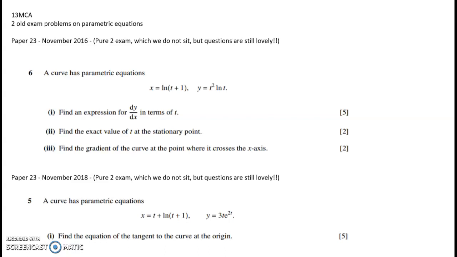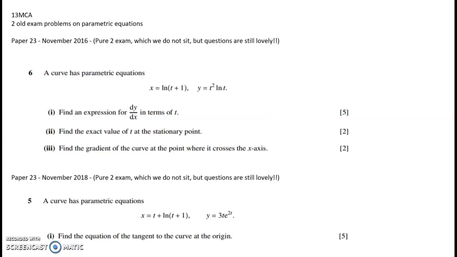Kia ora, and here are two exam problems looking at parametric equations. So if you're watching this and you're in 13 MCA 2022, we have done the very first part of parametric differentiation. We've learned how to find the first and the second derivative. What we're doing in these questions is starting to build up to applying those skills.